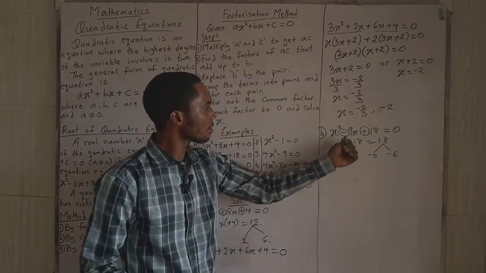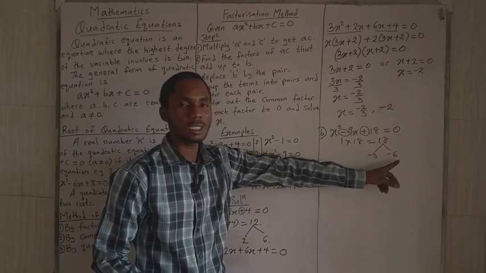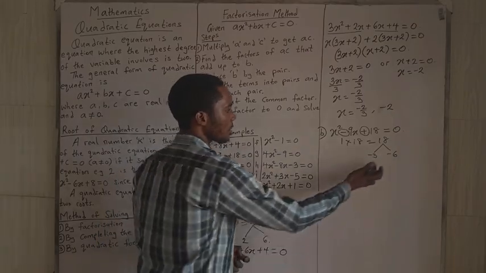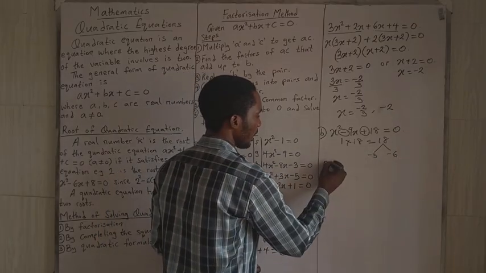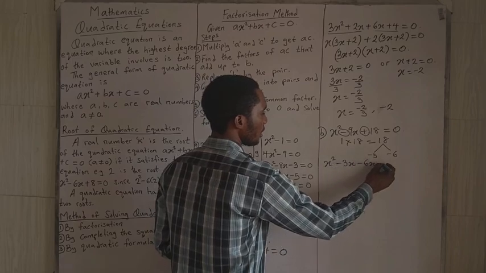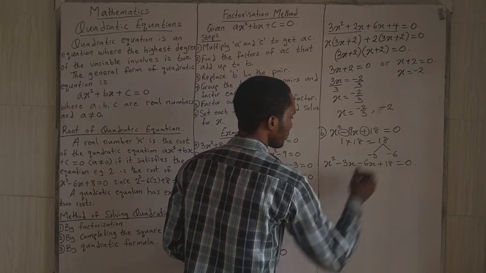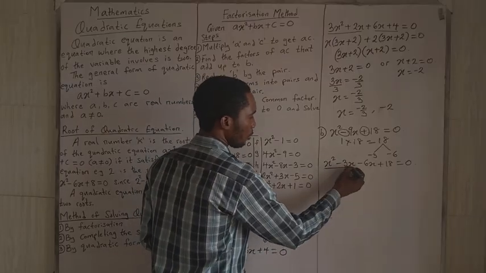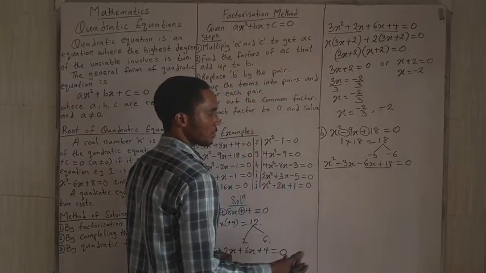Next is to replace minus 9 with minus 3 and minus 6. But we are going to add x to these two. So we have x squared minus 3x minus 6x plus 18 equals 0. Group them. Now let's factor each group.